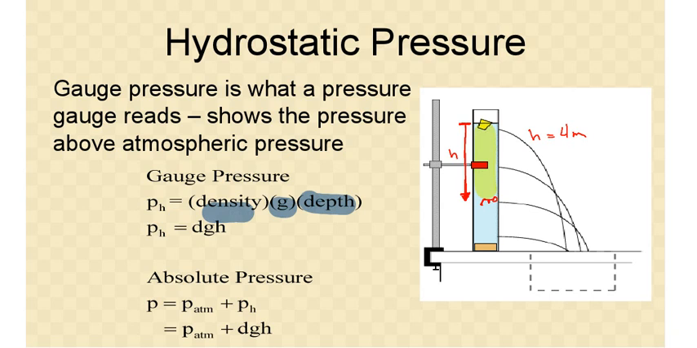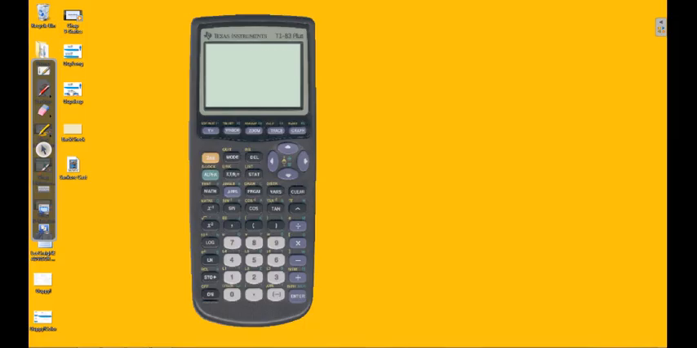We said we were going to swim down 4 meters, so I could come in here and say my density times G times H. Use the D, use the rho, I don't care. My density of water is 1,000 kilograms per cubic meter. G is 9.8 meters per second squared. And I swim down to 4 meters. So all I have to do is to grab my calculator and go 1,000 times 9.8 times 4. And there's the number, 39,200. Let's take that back and see what the units would be.